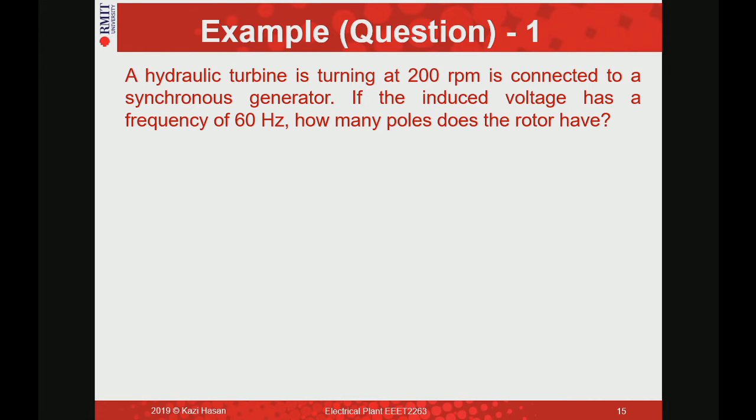Let's try to solve this problem. There is a hydraulic turbine that is turning at 200 RPM and is connected to a synchronous generator. If the induced voltage has a frequency of 60 Hz, how many poles does the rotor have? What is the answer? Does anyone know the answer?